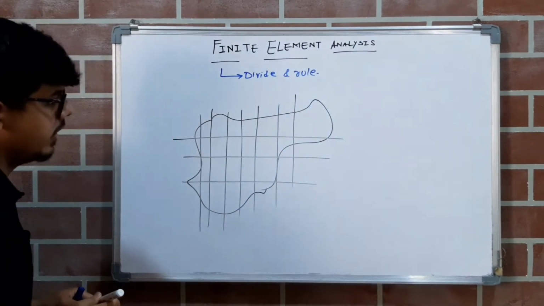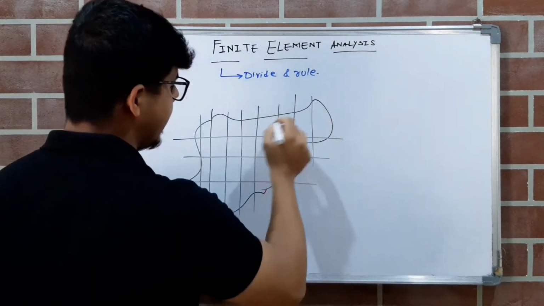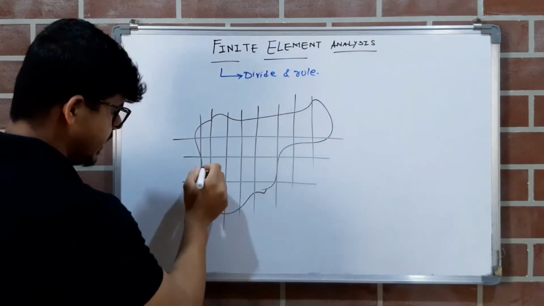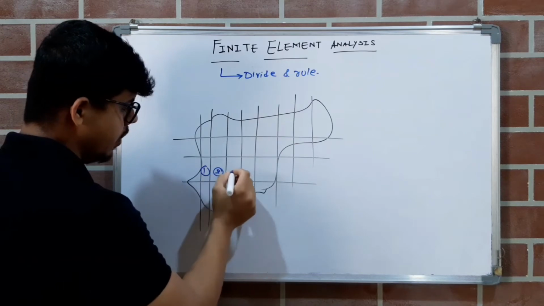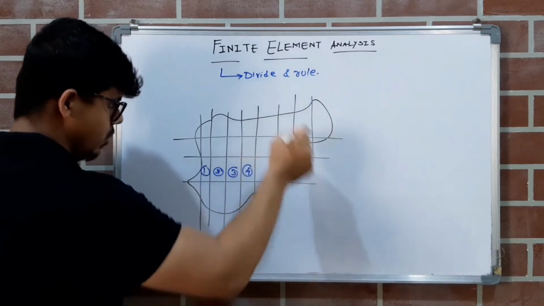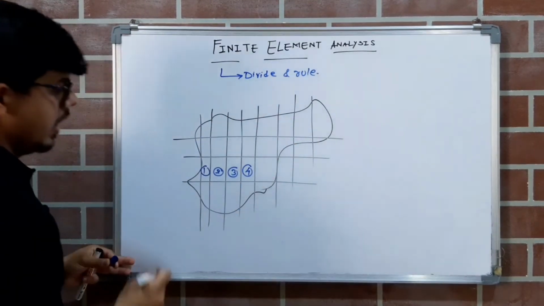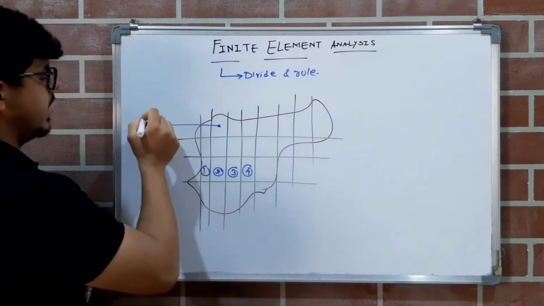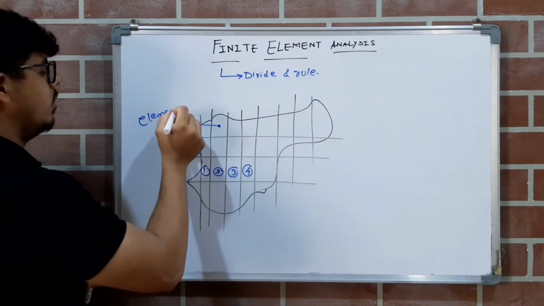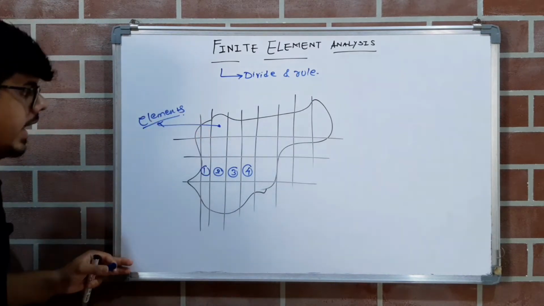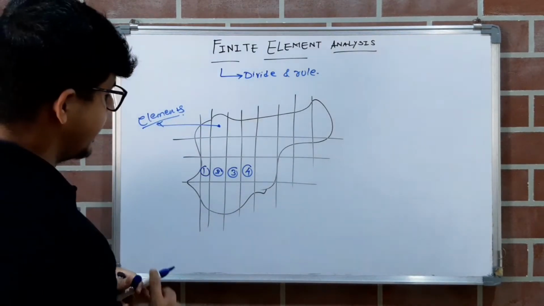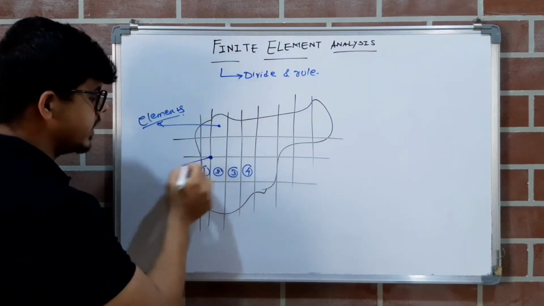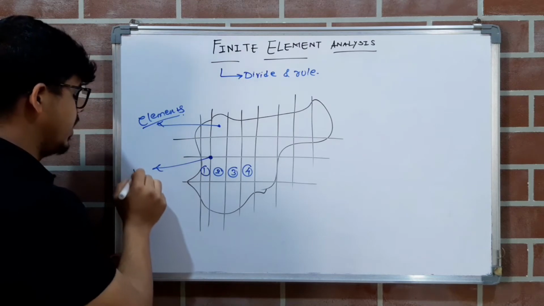Right? So what I have done? I had divided all this area into small elements. So this is element 1, element 2, element 3, element 4, and so on. Now, we can write these small regions as elements. So the elements are what? Small regions. And these elements which are meeting at a point are called nodes. So the point at which these elements are meeting is called nodes.